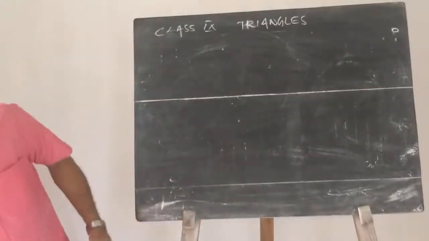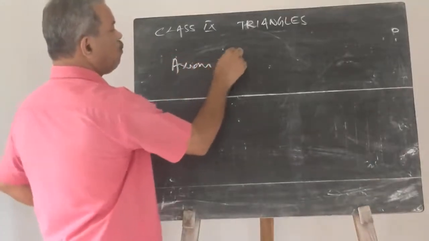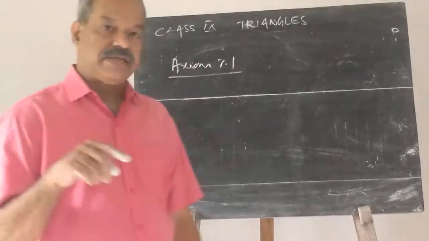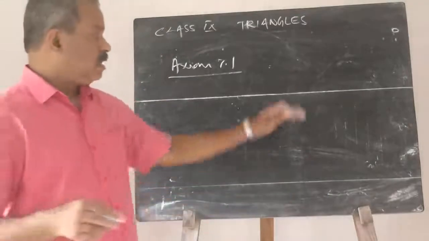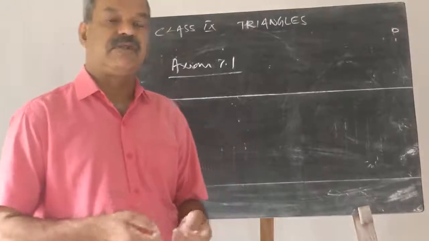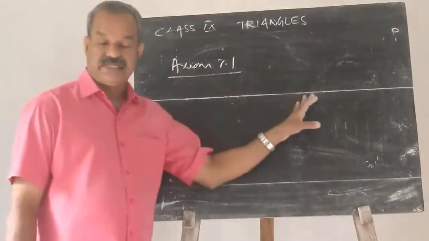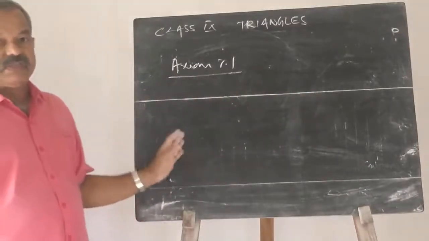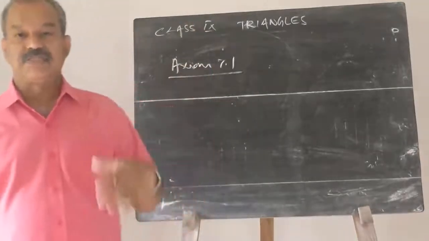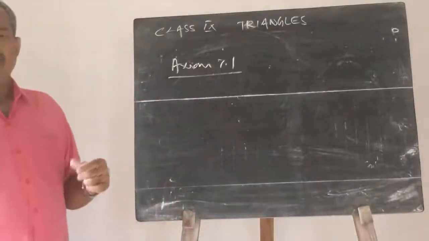First one, Axiom 7.1. Since this is an axiom, no proof is required. To establish the congruency of two triangles, we would require 6 different aspects, that is, correspondences between 3 sides and correspondences between 3 angles. It is very difficult to check all the 6 correspondences always to establish the congruence of 2 triangles.